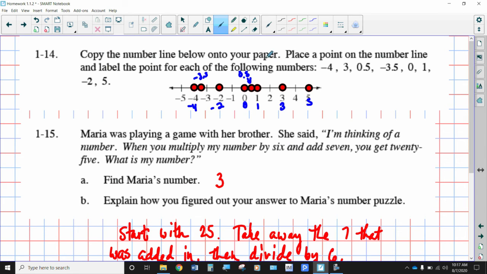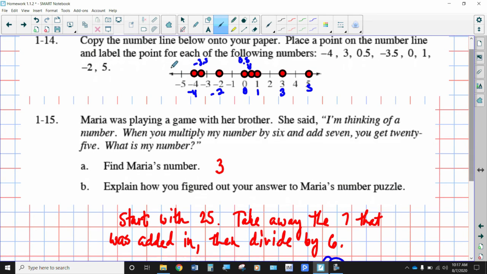All right, so copy the number line below onto your paper. Place a point on the number line and label the point for each of the following numbers. So this is meant to illustrate that when we have to order numbers from least to greatest, and some of our numbers are negatives and some of them are positives and some of them are either fractions or decimals, finding their home on a number line is how you put these in order from least to greatest. And so once we've got every one of these in their home on the number line, now you know the lowest number is -4, then -3.5, then -2, then 0, then 1/2, then 1, then 3, then 5. That's the order of these numbers from least to greatest.